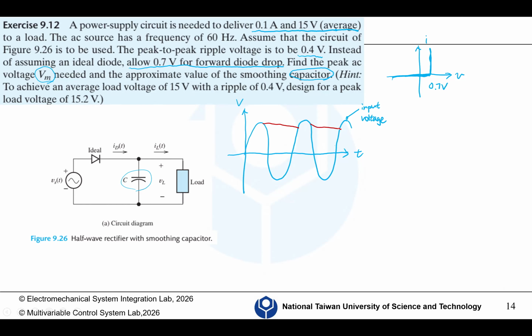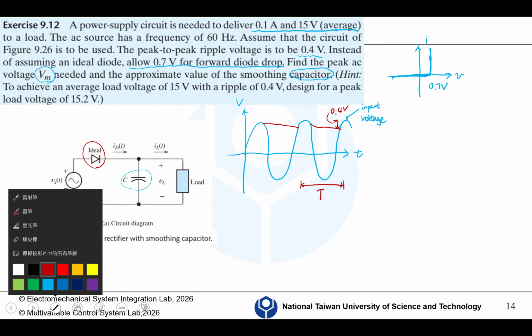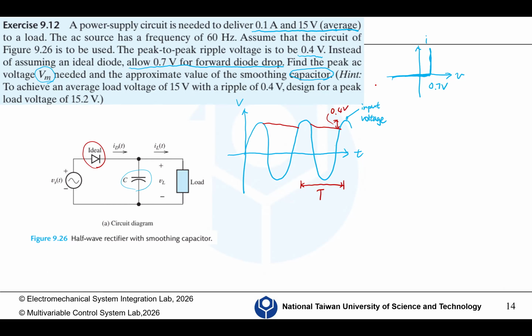And because there's this ideal diode, it has a 0.7 volt drop, so we also need to consider that. And for this, it says the ripple voltage will be 0.4 volts. And then we have this approximately, this is the period. Okay, so this is what we have. The red is the load voltage.